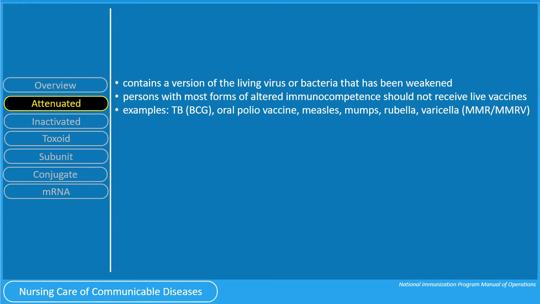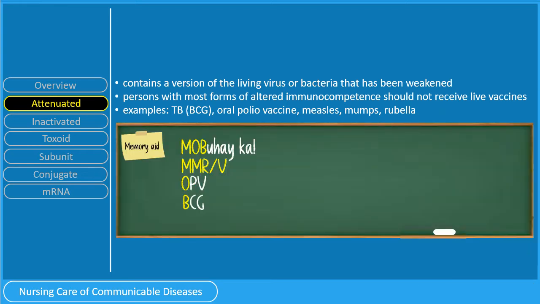A very handy mnemonic that I use is "Mabuhay ka." Mob, as in MOB: M for MMRV or MMR, O for OPV, and B for BCG. Using the word mabuhay allows me to remember that these are live attenuated vaccines.